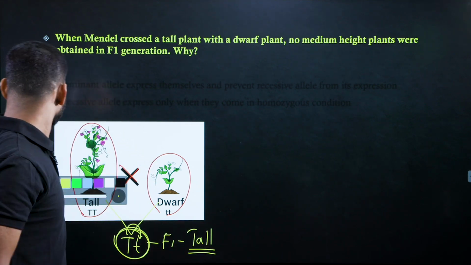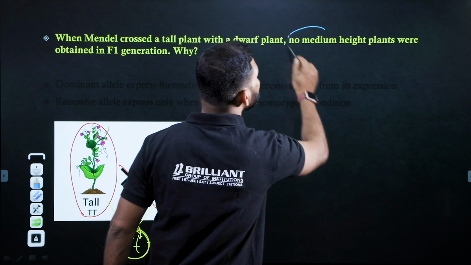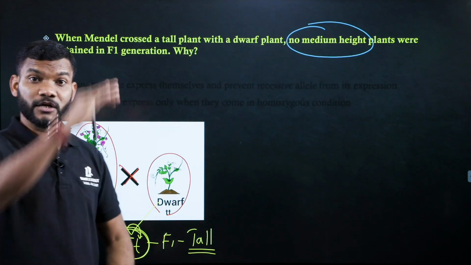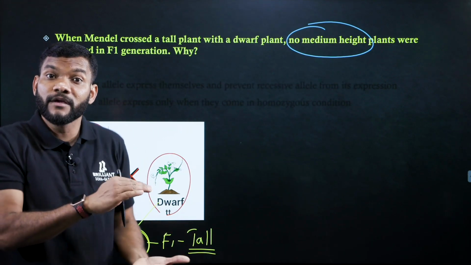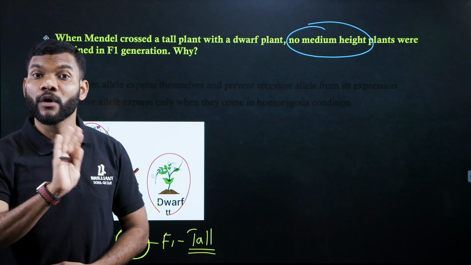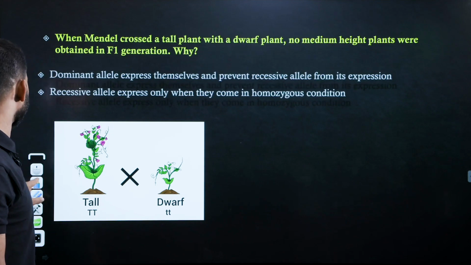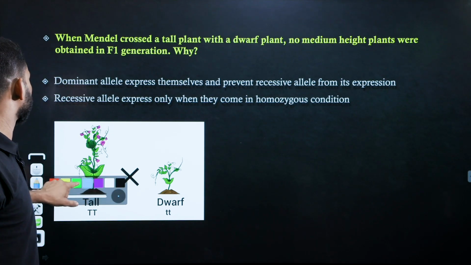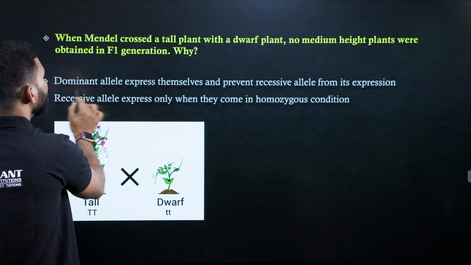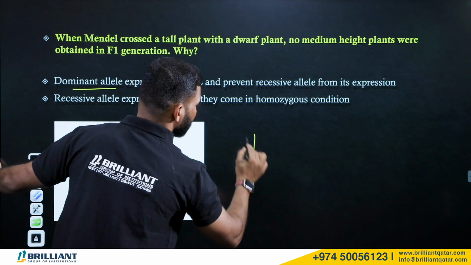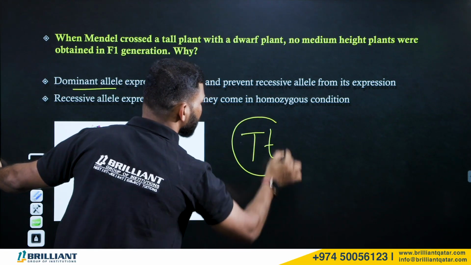The question is, why did he not get any medium heighted plant? Normally we think that when a tall plant is crossed with a dwarf plant, we may get a medium heighted plant. No, he did not get any medium heighted plant. What was the main reason? Yes, the reason was this one: dominant allele. This was the F1, capital T and small t, right?